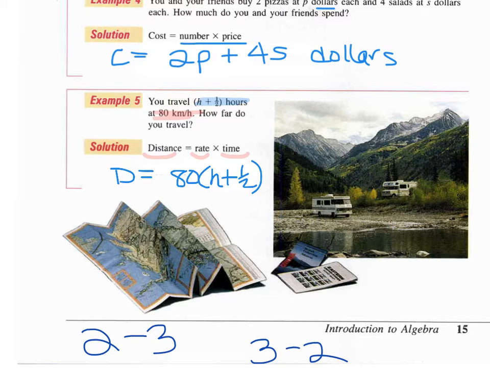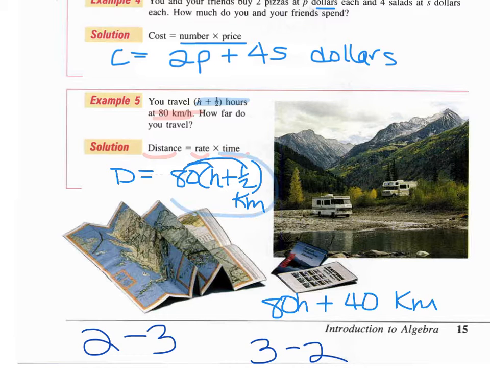And notice it's kilometers per hour. So after I distribute this, it would be km. So I could leave it like that. If they expect you to distribute it, you could. It would become 80H plus 40 km. But we can leave it with the parentheses, and that would be your simplified answer.